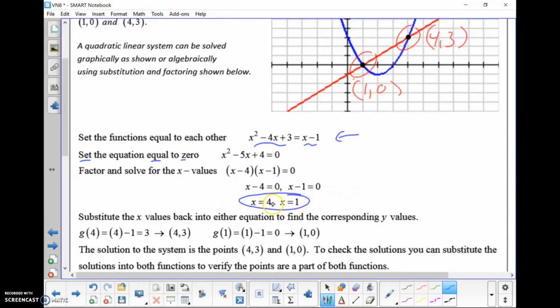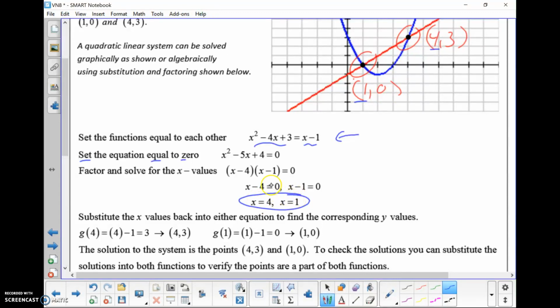Now the difference here than what we were doing in the last video is you're not finding roots. Like in the last video, whatever you got, they were on the x-axis, they were x-intercepts. That's not what this is. These are not automatically 0 each. These are the x values of the points of intersection. And so this one actually does work out to be 0, but that's just a coincidence here.